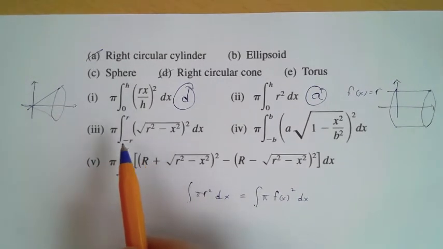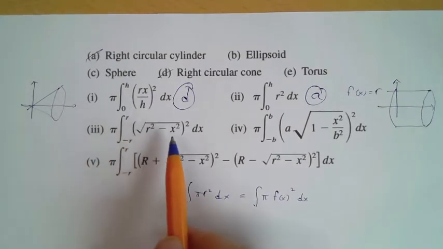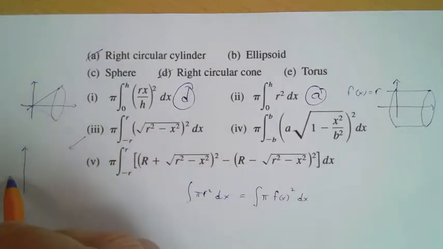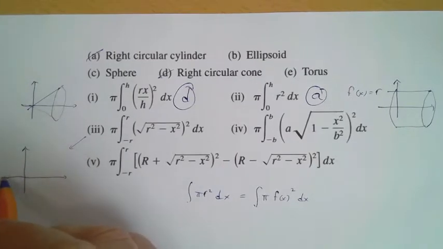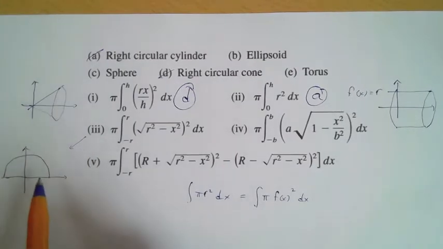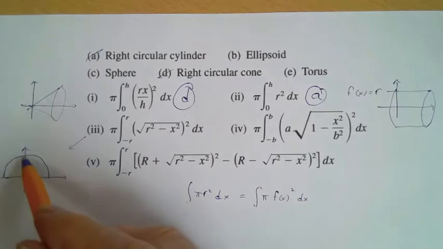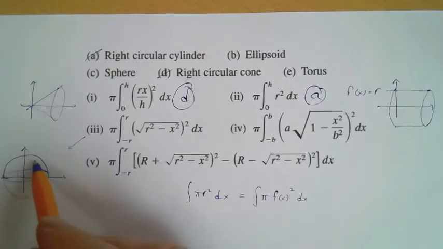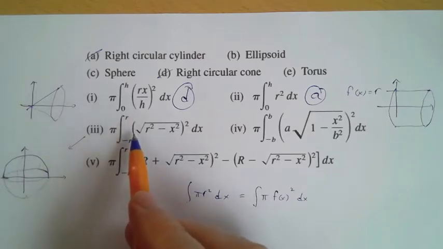Number 3, pi times f of x squared. F of x here, we've seen quite a few of those this year, so it becomes natural to recognize that as a semicircle. What happens to a semicircle when you rotate it? Of course, you get a sphere, so C.